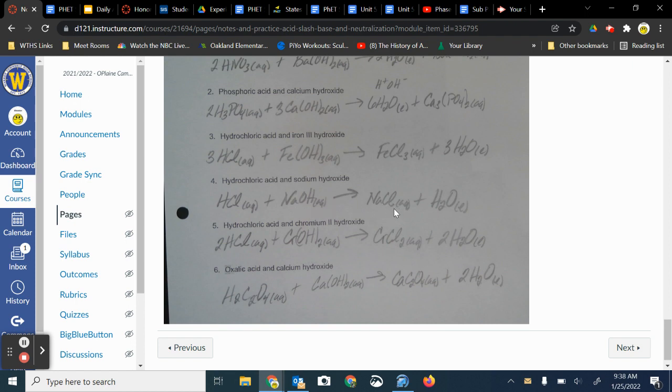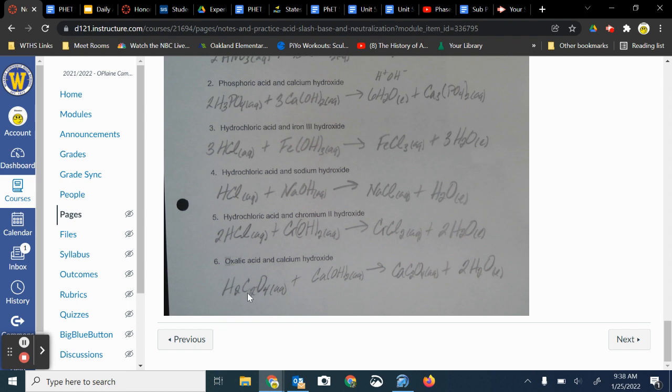Sodium chloride is a salt. It would dissolve completely, so it also would be a strong electrolyte. And then water would be a non-electrolyte. Hydrochloric acid we've identified already as strong. Chromium hydroxide, chromium is a transition metal, so this would be weak. And then we have chromium 2 chloride, which would be a salt, and then water is a non-electrolyte. And then our last equation here, as I review, oxalic acid is not an exception, so it is a weak electrolyte. Calcium hydroxide is a group 2 metal, so this is a strong electrolyte. Our calcium oxalate is our salt, and then water is our non-electrolyte.